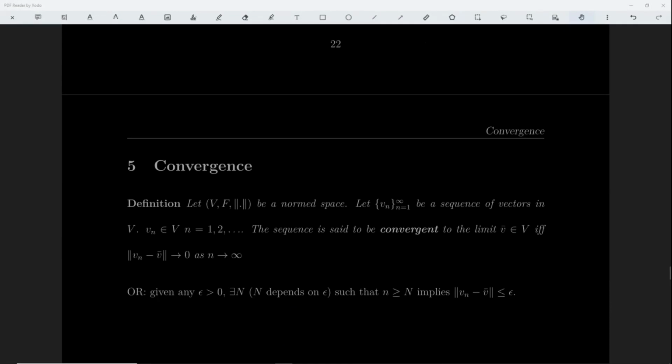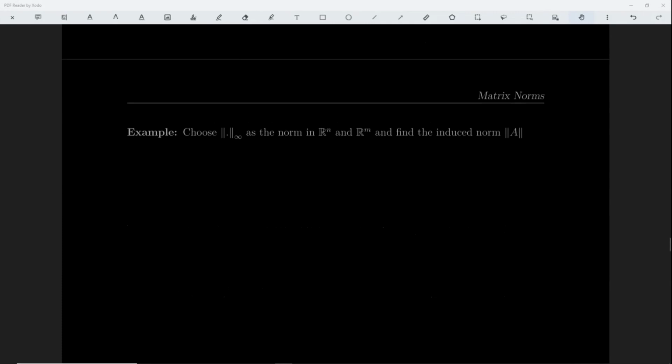Following that, we will start the concept of convergence. After showing that example, we will continue with the convergence of series.